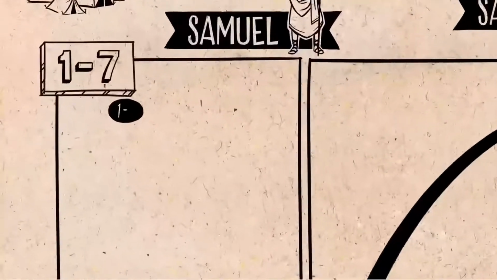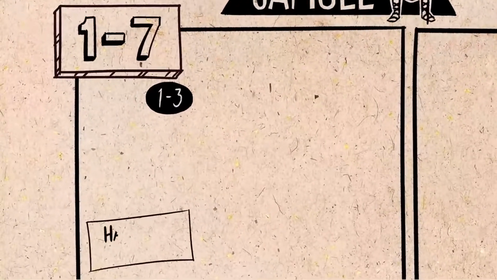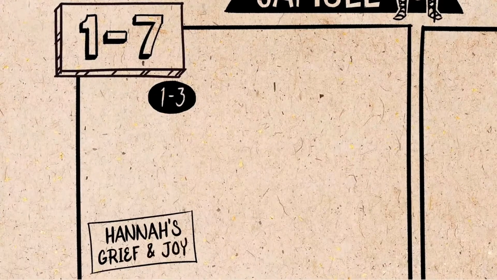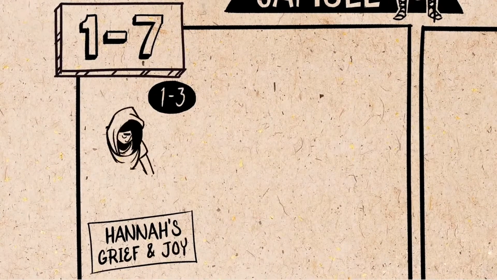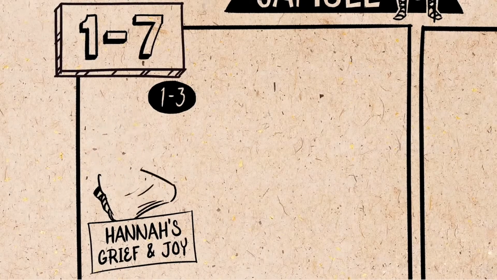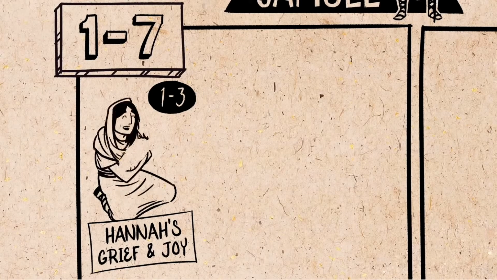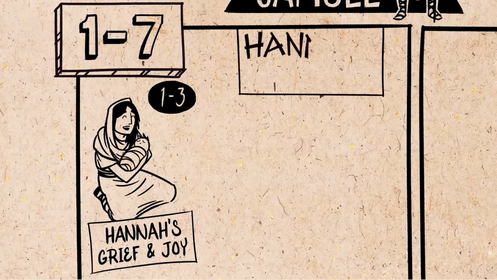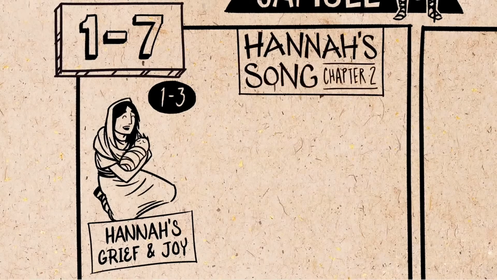Part 1 picks up from the chaos of the book of Judges, and we're introduced to a touching story about a woman named Hannah. And she's grieved because she has never been able to have children. And by God's grace, she finally has a son named Samuel. And in joy, she sings this amazing poem in chapter 2.